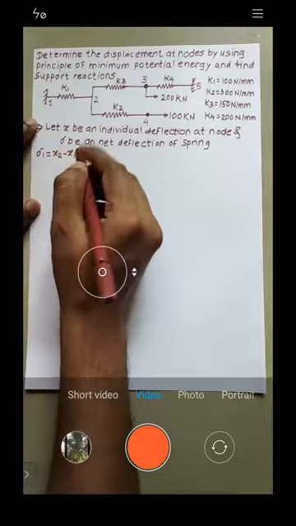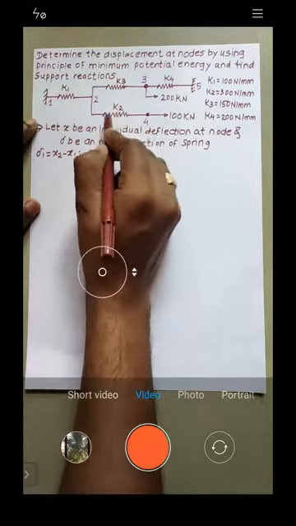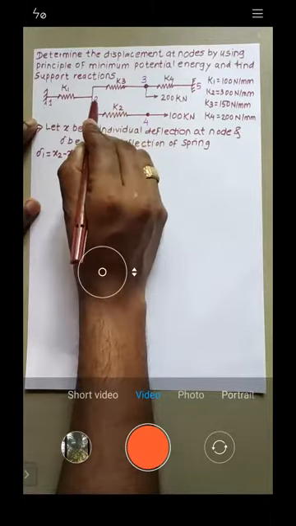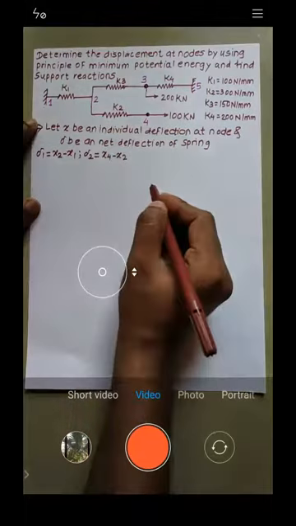Similarly, can I write down delta 2? What is the net deflection of this spring? It is between nodes 2 and 4, so it is x4 minus x2, right?